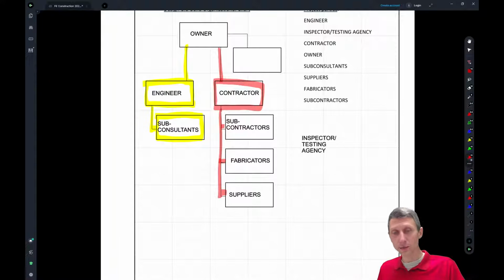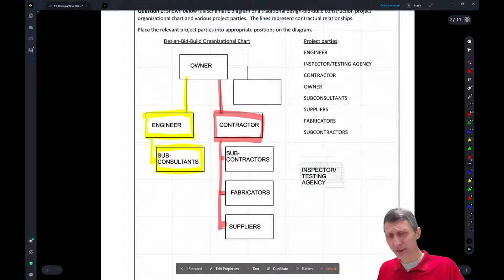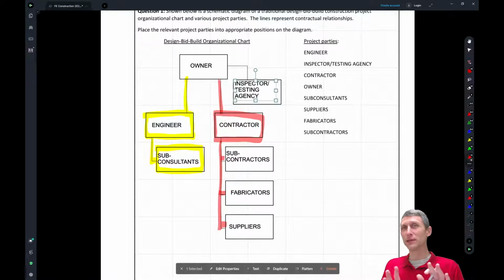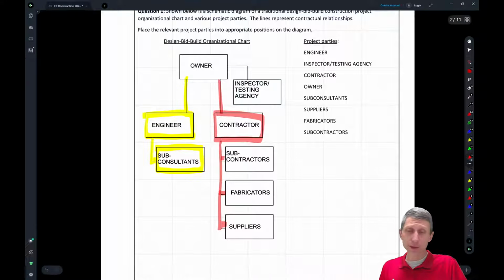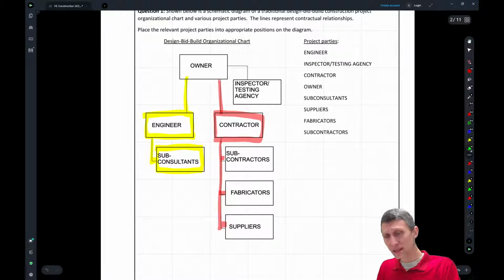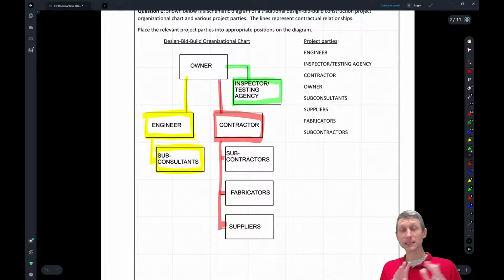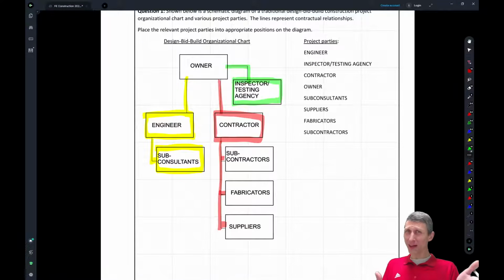And the last one here, what do we have? We have an inspector testing agency, and honestly, this one can get thrown into different places, but the way that the International Building Code is written right now, in Chapter 17 of that building code, it's a chapter on special inspections. And that requires that the owner directly contract with an inspector or testing agency. So there's no conflict of interest, right?